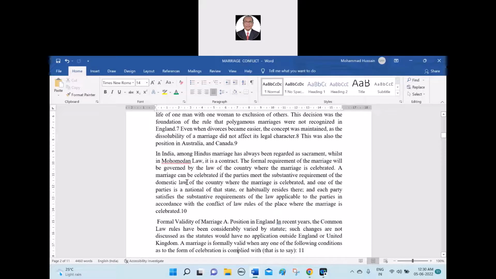Substantial requirement of the domestic law. That means not procedural law. Of course, procedure also should be followed over there, but the substantial domestic law of the country where the marriage is celebrated, and one of the parties is a national of that state. They put the condition that one of the parties is a national of that state where the marriage is conducted or habitually resides there, and each party satisfies the substantial requirement of the law applicable to the parties in accordance with the conflict of laws rules of the place where the marriage is celebrated.